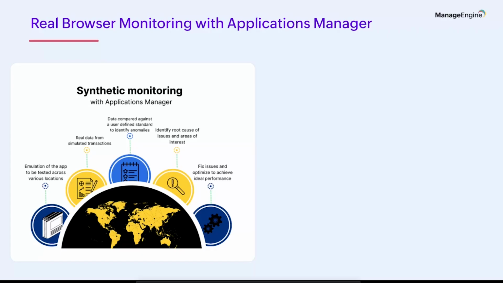So how does this work? The first step is to download and install an agent. The agent is basically called End User Monitoring Agent, or EUM agent. You can install this agent on the machines from which you want to monitor the application. And these could be your branch offices or customer locations across different geographic locations.